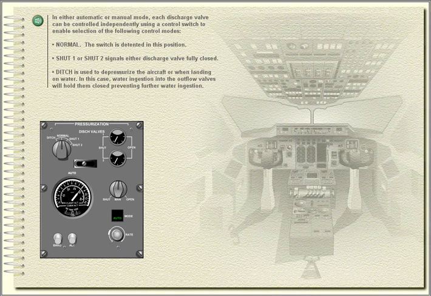In either automatic or manual mode, each discharge valve can be controlled independently, using a control switch to enable selection of the following control modes. Normal. The switch is detented in this position. Shut 1 or shut 2 signals either discharge valve fully closed. Ditch is used to depressurize the aircraft or when landing on water. In this case, water ingestion into the outflow valves will hold them closed, preventing further water ingestion.